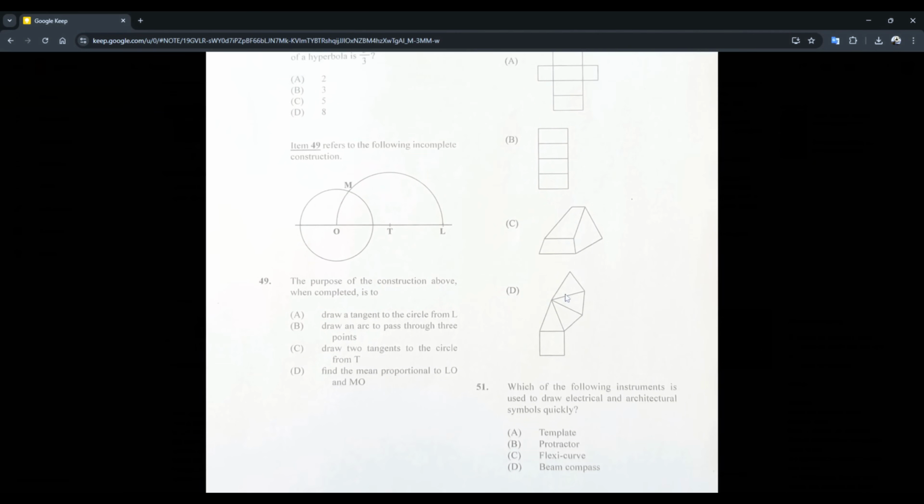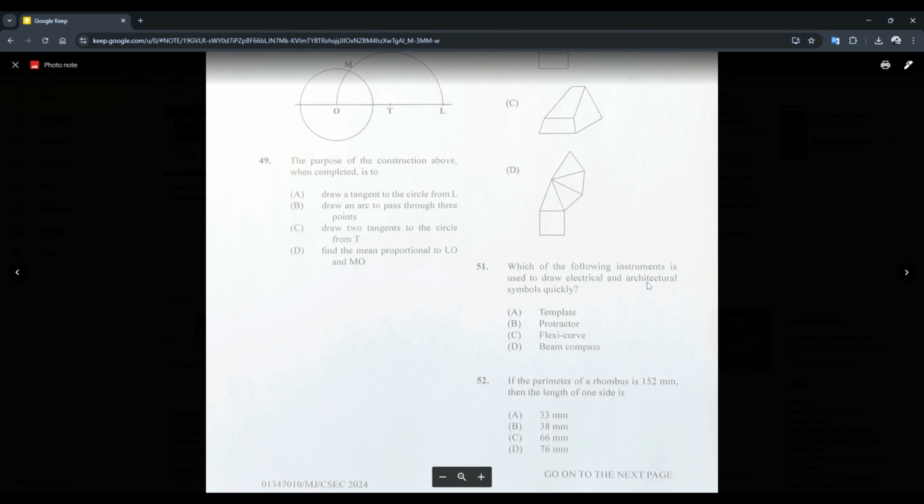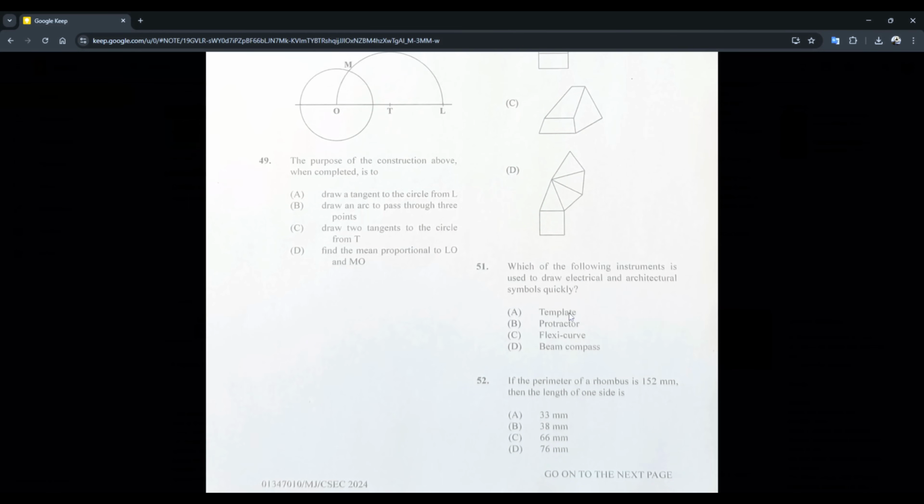That's D, right? 51, which of the following instruments is used to draw electrical and architectural symbols quickly? That's definitely a template, A. 52, if the perimeter of a rhombus is 152 millimeters, then the length of one side is, so we divide 152 by 4. 152 divided by 4 is 38. So number 52, B.